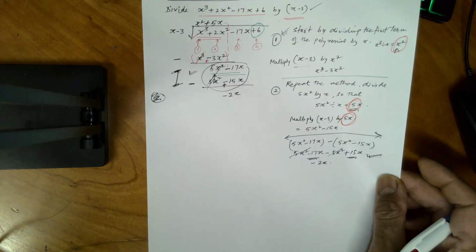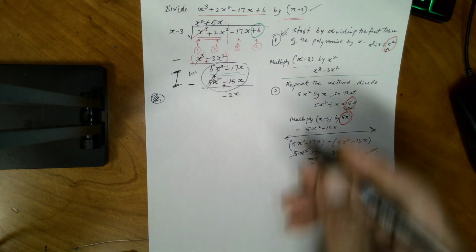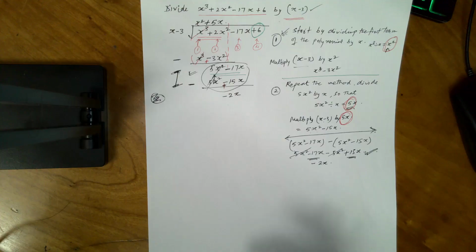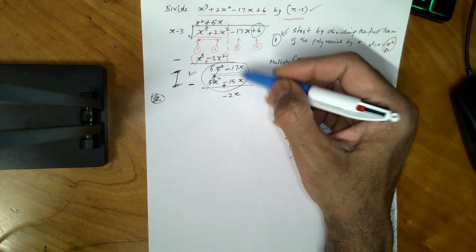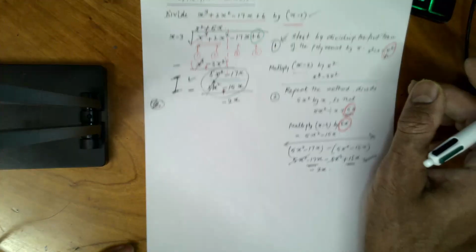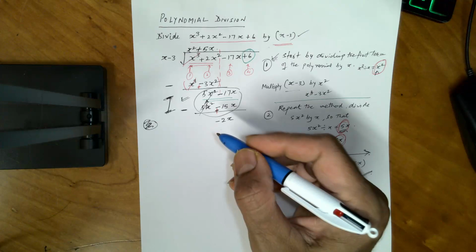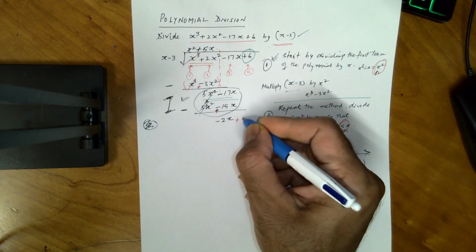Clear so far? Right. So we are close now to complete. Once you completed this one, you still have plus 6 here. Yeah, you still have plus 6 here. So you just copy that, bring this one here. So you got plus 6 here.